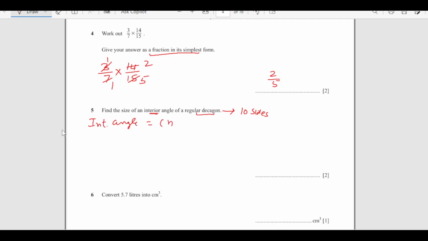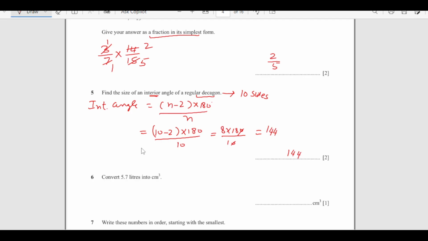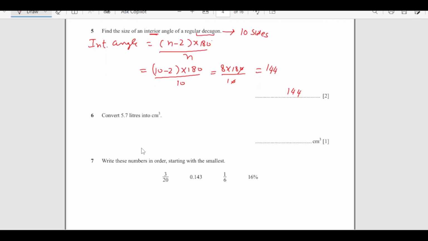Actually sum of interior angle is n minus 2 times 180, and if you divide it by n you are going to get one interior angle. So this is going to be 10 minus 2 times 180 over 10. So this is 8 times 180 over 10. So this 0 and 0 is gone. So we have 18 times 8 is 144. Right. So in these kind of questions you may need some tables, or you can even multiply. So if you can remember some tables, that will be really helpful to save your time during your exam.